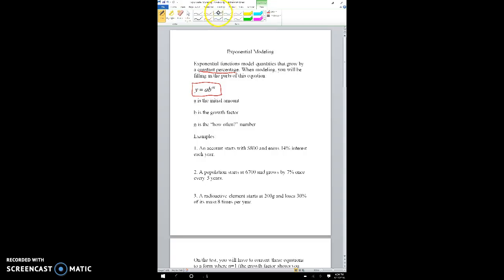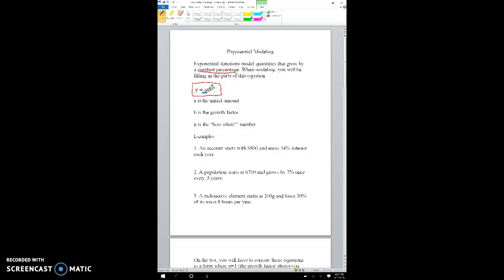Okay, so in that equation, A is the initial amount. B is called the growth factor. It's related to the rate that the quantity is changing. And then this number up here in the exponent, n, I'm going to call that the how often number. It's going to play a role in how often we're earning the interest rate that we are.